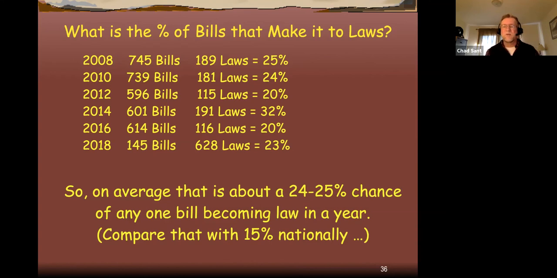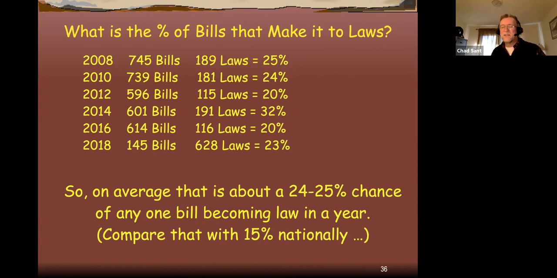Probably each of those numbers has a specific story behind why there were so many or so little that survived. But typically, on average, there's about a 24 to 25% chance that any one bill will become a law in a year in Alaska. So basically 1 in 4 chance.